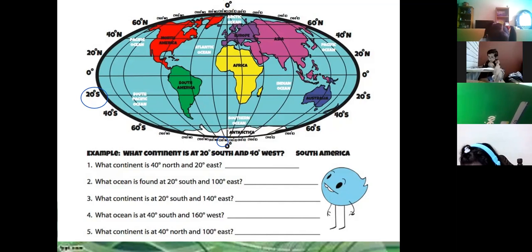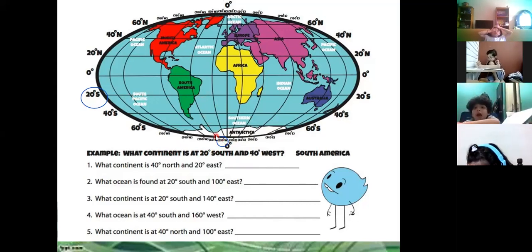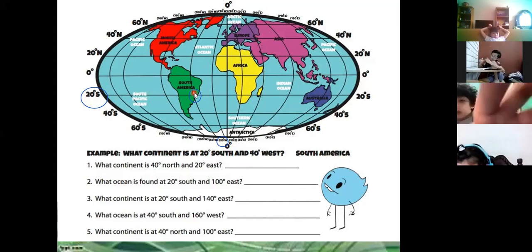Okay, which of these candidates do we have? Let's check this. This is 40 west, and we have 20 south. Now, which continent is at this location? So we go and check here, the 20 and the 40, that is here. Which continent do we have? South America. South America is located at this point, right? Yes. So that's why South America is the answer, because that's the continent we find using the latitude and the longitude.